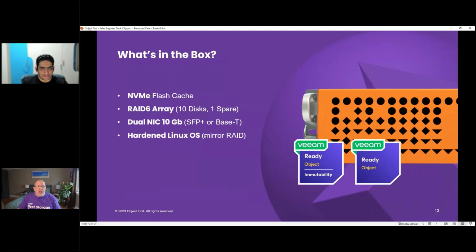What's in your box? Okay, from the hardware side of things: NVMe flash cache, RAID 6 array, 10 disks, 1 spare, dual NICs, 10 gigabits per second. And you have a hardened Linux OS with mirrored RAID.